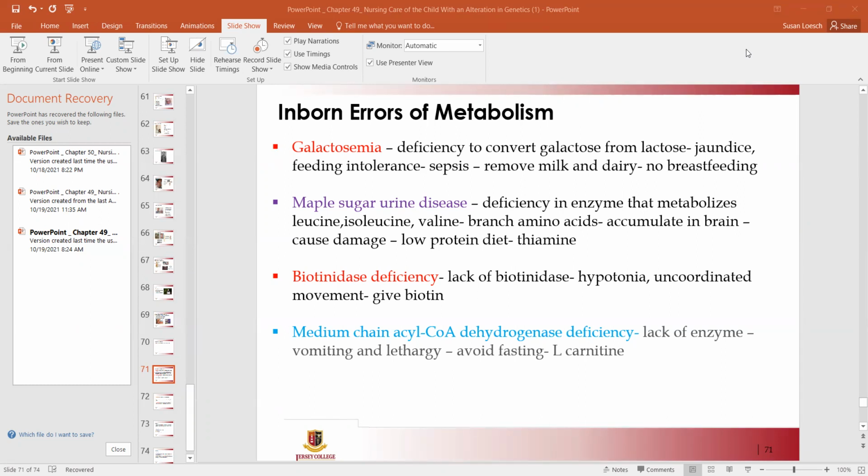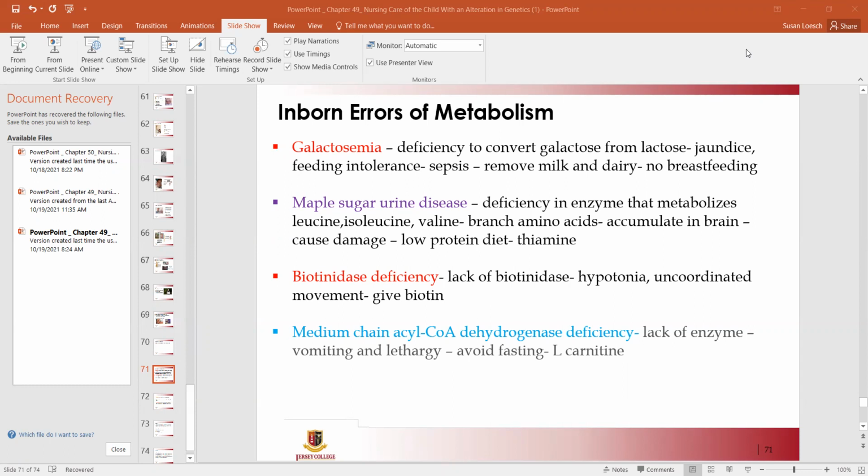Ingestion of galactose can produce sepsis in an affected child. So septic workup and antibiotics may be necessary if the child has galactose ingestion. Elimination of galactose and lactose from the diet is the only treatment. So milk and dairy products will be eliminated for life.